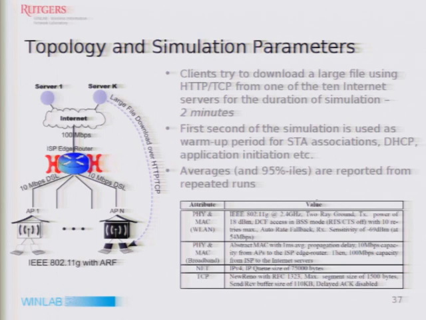I'll just skip the smaller details. And we still have the same setup of DHCP, and we use 1 second as a warm-up, and we report the averages and 95 percentiles from these experiments. And the wireless part is 8 to 11 Gbps.